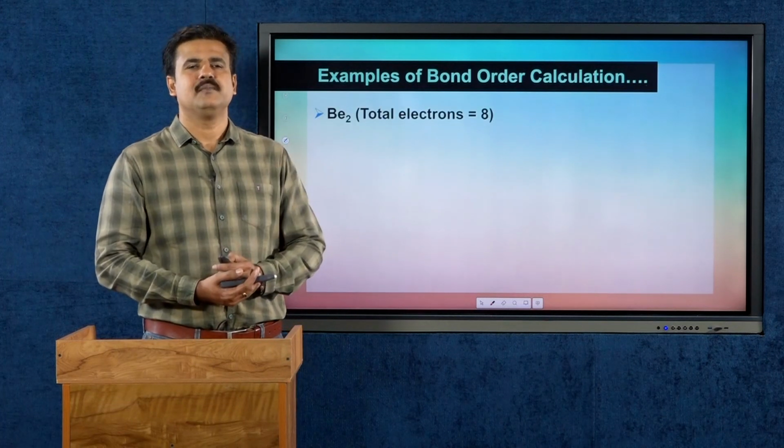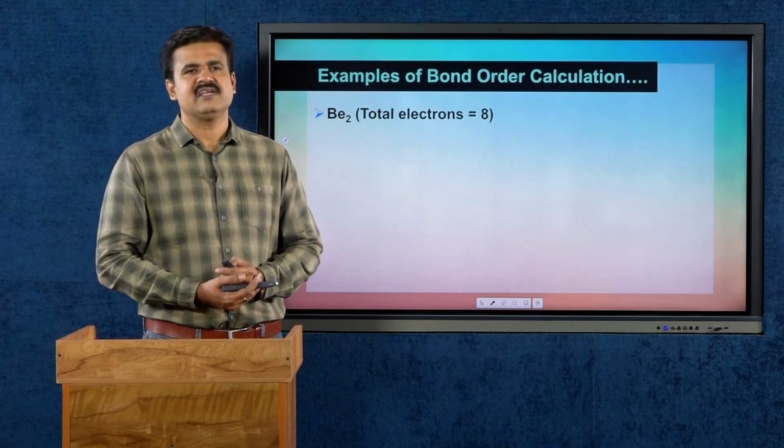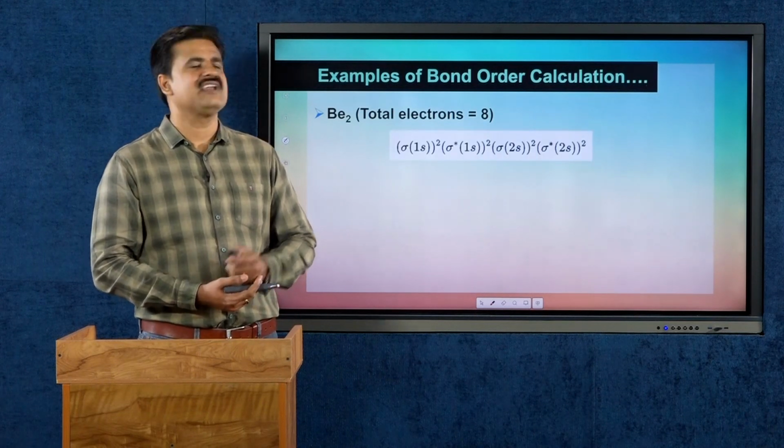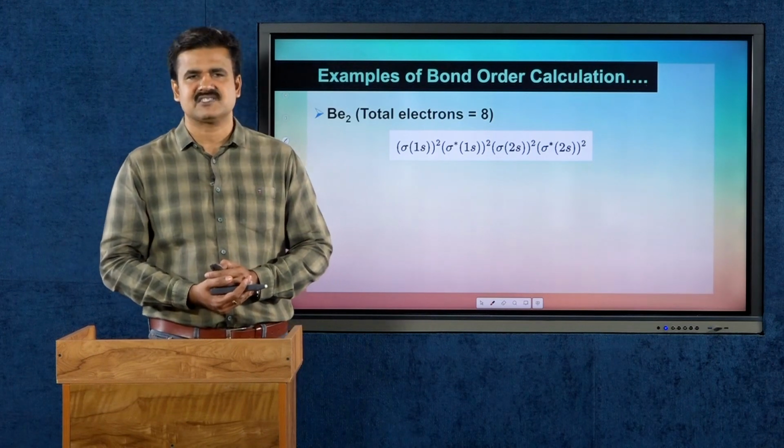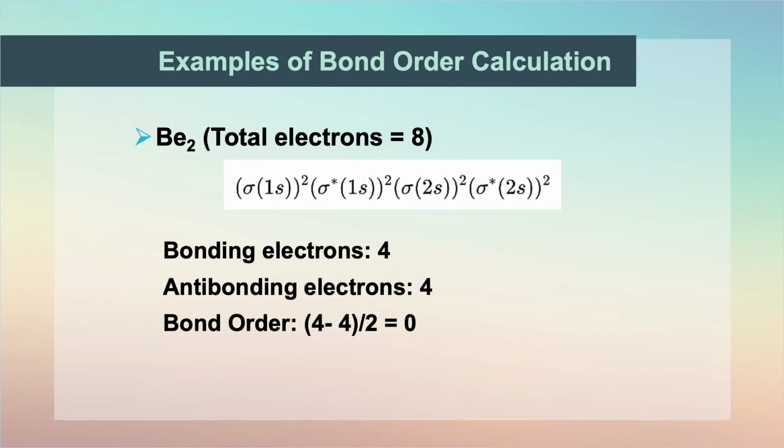Now, we can take beryllium molecule Be2. Here there is a total of 8 electrons and the electronic arrangement is sigma 1s2, sigma star 1s2, sigma 2s2 and sigma star 2s2. In this situation, number of bonding electrons is equal to 4 and number of antibonding electrons also 4, and bond order will be equal to 4 minus 4 divided by 2, that is equal to 0.